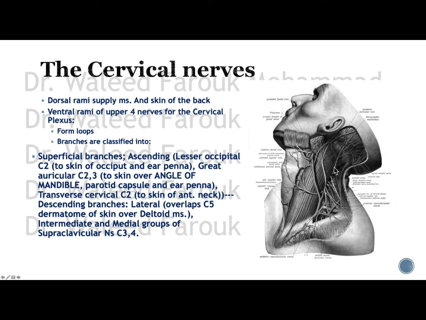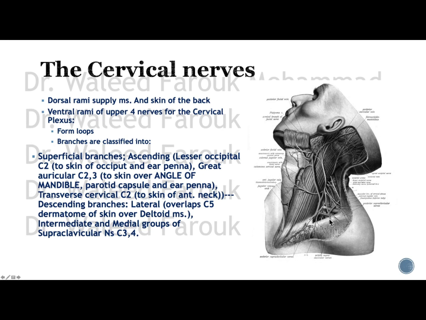ascending branches like the lesser occipital nerve, this one, that supplies the back of the scalp and the ear pinna, sensory of course. We have the great auricular nerve. It goes towards the parotid. You'll see it going towards the parotid, supplies the parotid capsule and skin over the angle of the mandible. Transverse cervical nerve that divides into many branches to cover the area of the anterior skin of the neck.